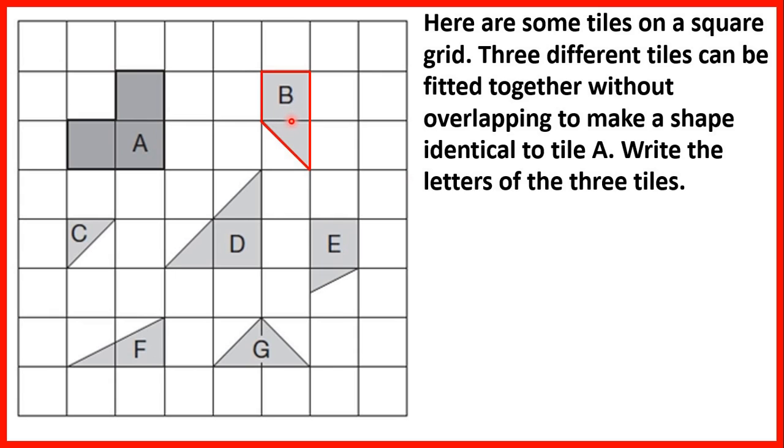So if we take tile B, we can move that here. We can take tile G and move that here. And we can take tile C and move that here. So we've used 3 different tiles. They don't overlap and they make a shape identical to tile A. So the tiles that we've used here are B, C and G.